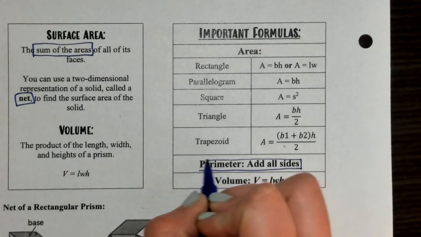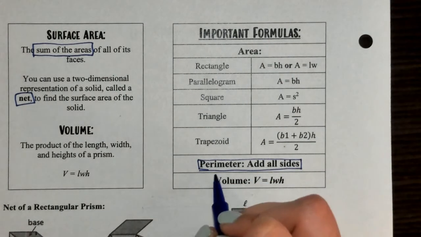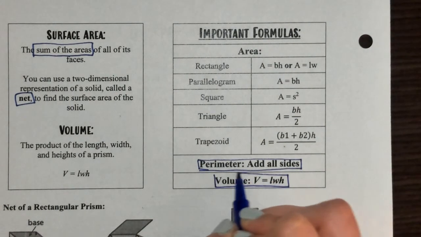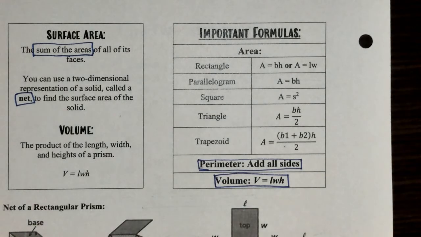And then on here, we have the perimeter of all sides. Highlight that, underline it, circle it, something. And then circle your volume. So volume, length times width times height. LWH. You need to remember that. Any questions? Okay, go ahead and put your notes to the side and get out the sheet that says Part A and Part B.